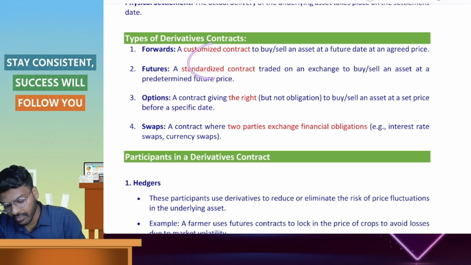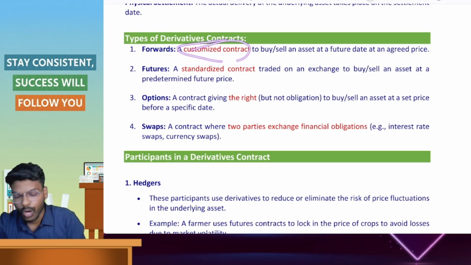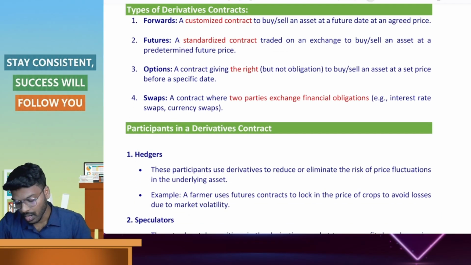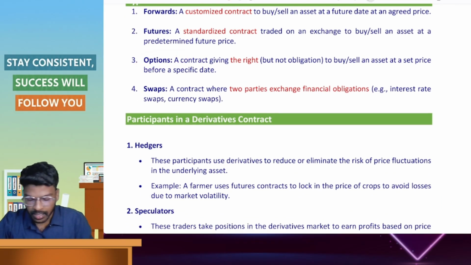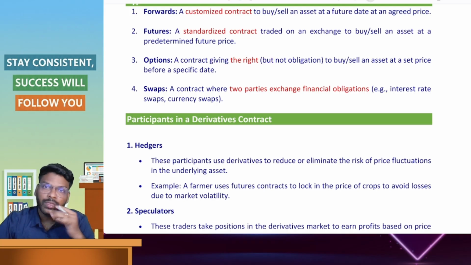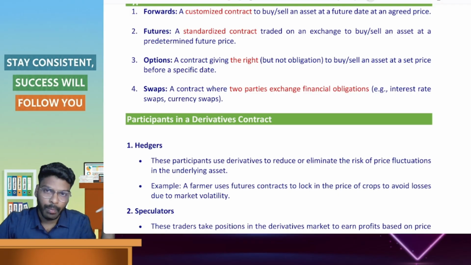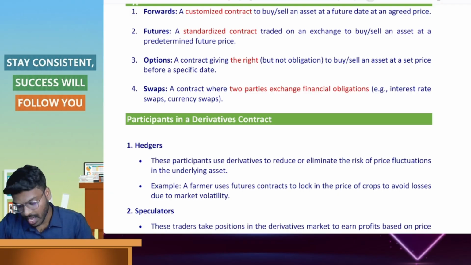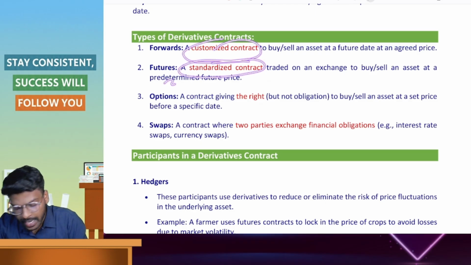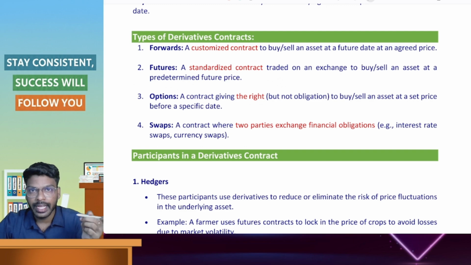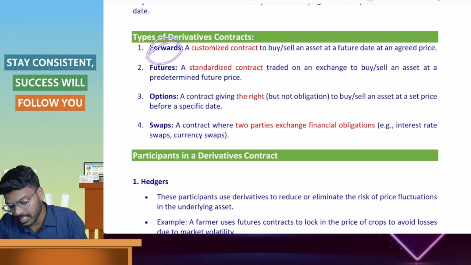Okay, there is a major difference, which is that forwards are traded on an over the counter basis. In case of futures, they will be traded on exchanges, NSE and BSE. Options are a contract giving the right. In case of options, one party will have a right, another party will have an obligation. In case of forwards and futures, both parties have rights and obligations.